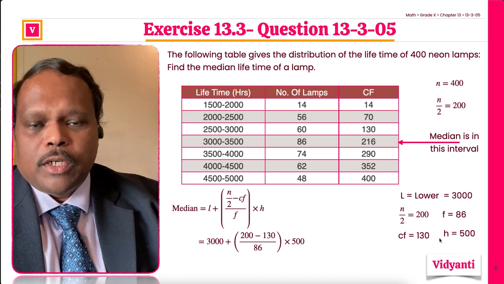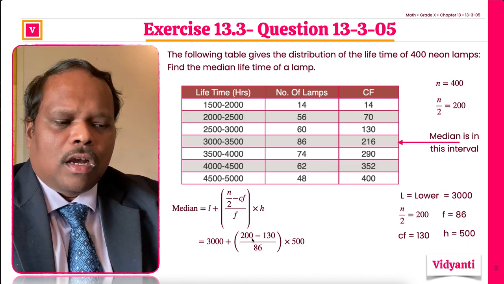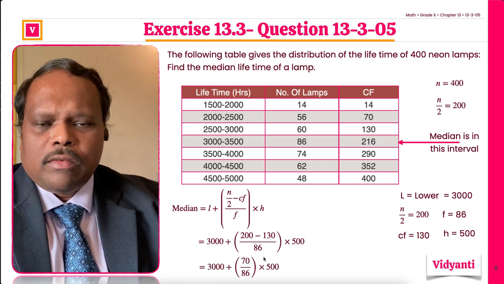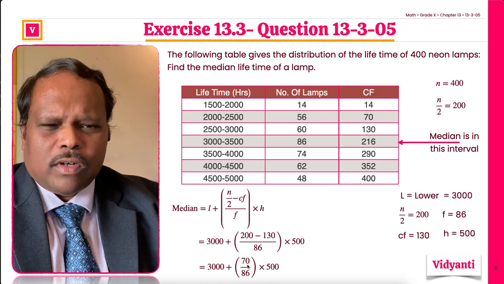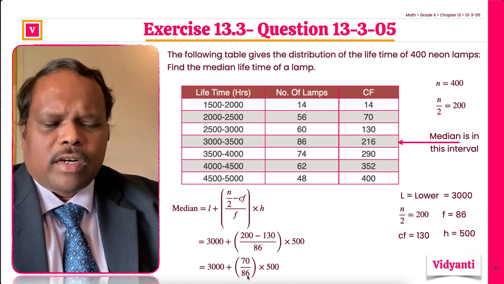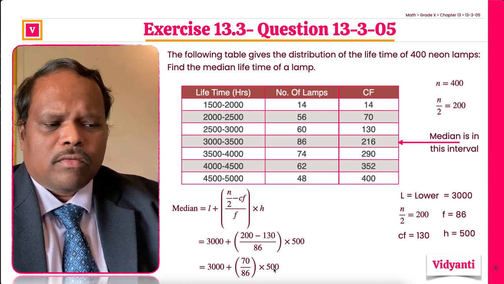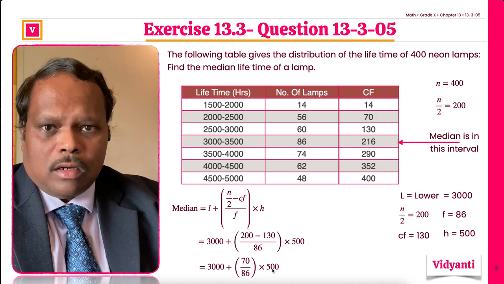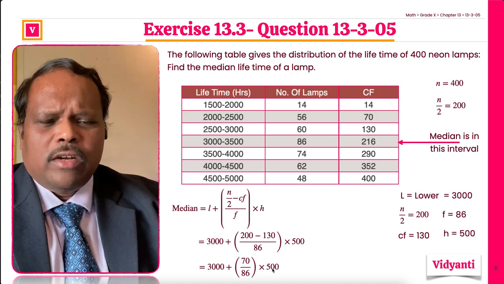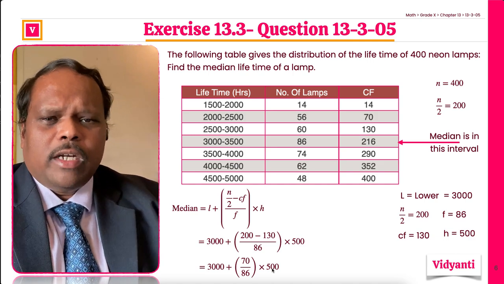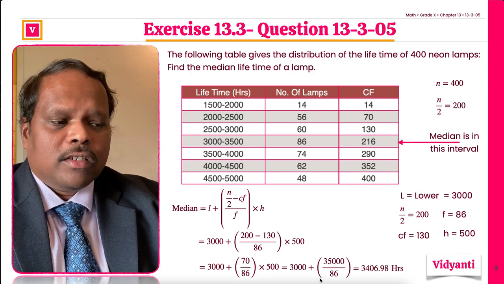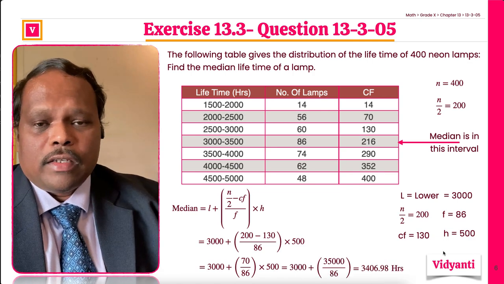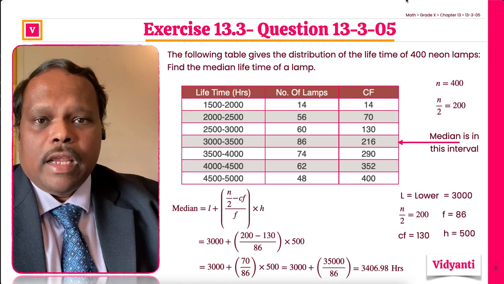Now it's a matter of substitution. Let's substitute these values. 200 minus 130 will come out to be 70. We can further simplify that. 35 divided by 43. 35 you can multiply with 500 and manually divide by 43. I know it will be a little bit time consuming, but your final answer is going to be 3406.98 hours.